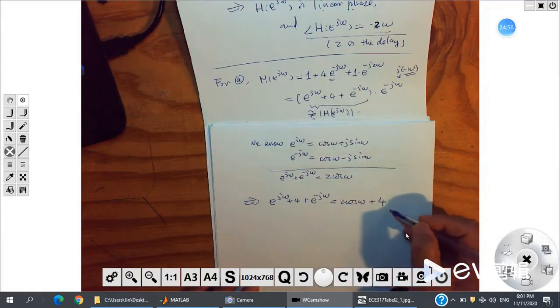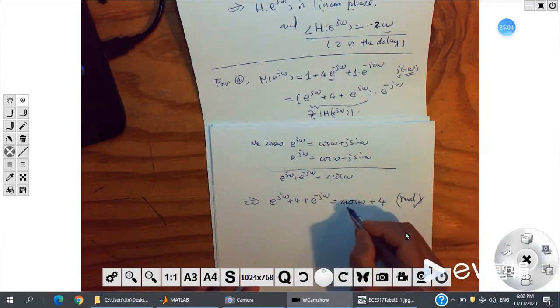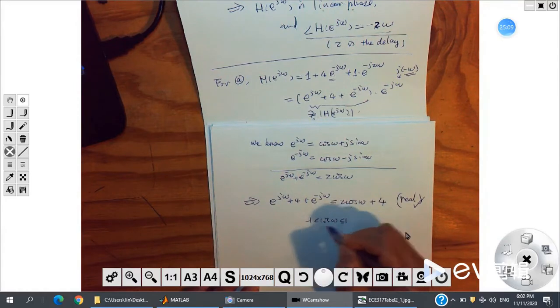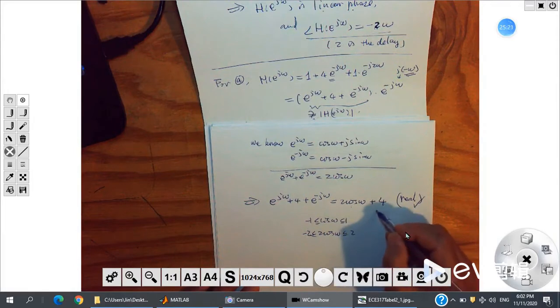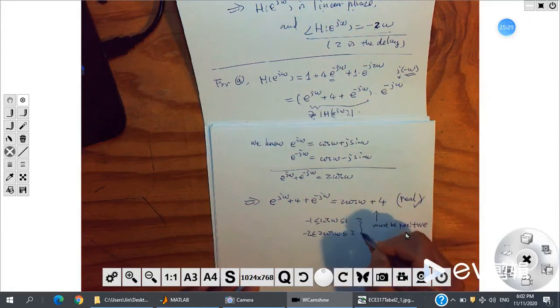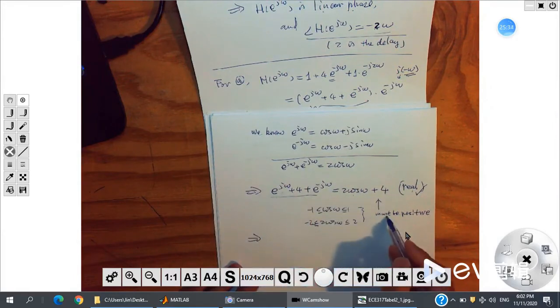Is this real? Okay, no problem, this is real. And is it positive? Yeah, we know this is positive. Cosine omega is a value between negative 1 and 1, so 2 cosine omega will be a value between positive and negative 2. So this one must be positive. Okay, so we know this part is real and positive.